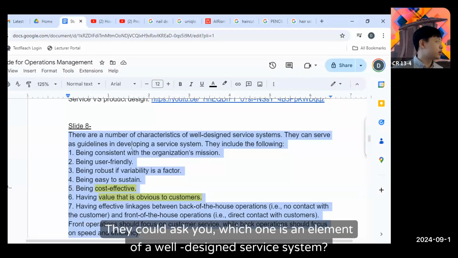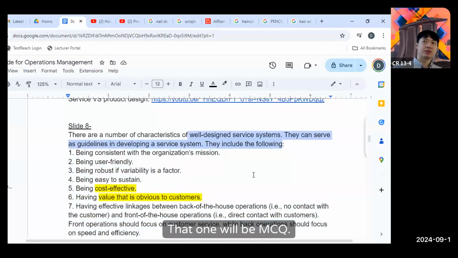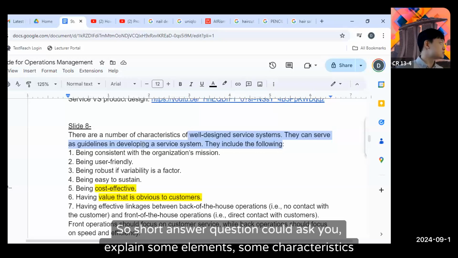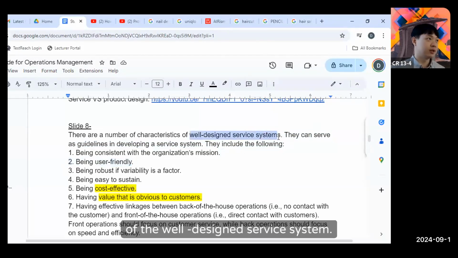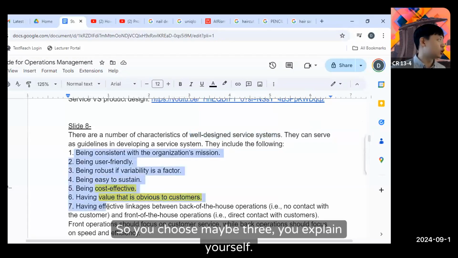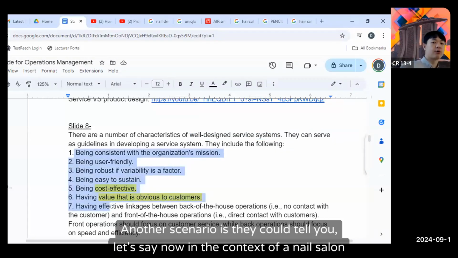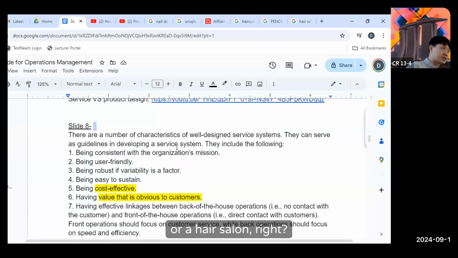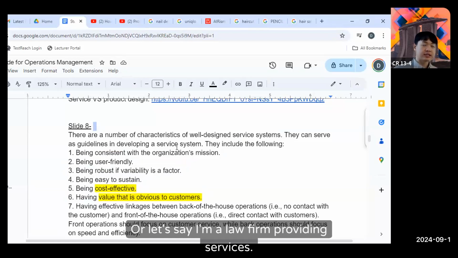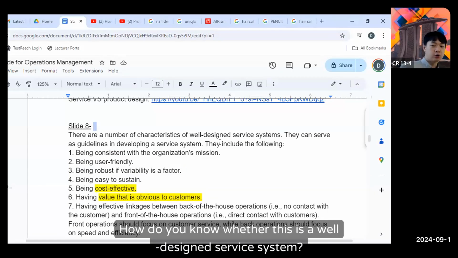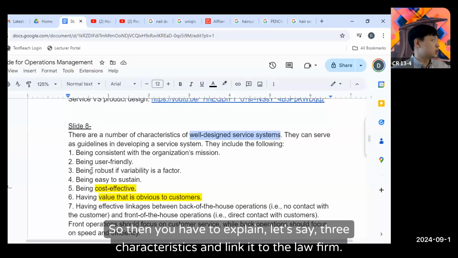They could ask you the easier way, like, which one is an element of a well-designed service system? That one will be MCQ. A short answer question could ask you to explain some characteristics of the well-designed service system. So you choose maybe 3, you explain yourself. Another scenario is they could tell you, let's say in the context of a nail salon or a hair salon, or let's say I'm a law firm providing services, how do you know whether this is a well-designed service system? Then you have to explain, let's say, 3 characteristics and link it to the law firm.